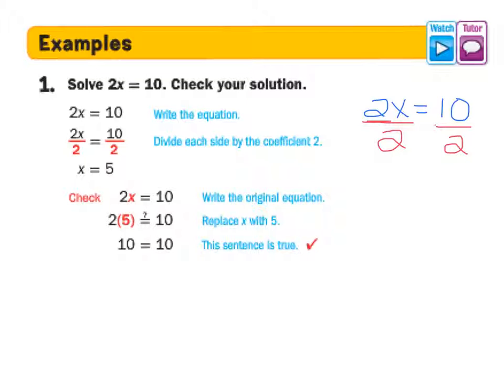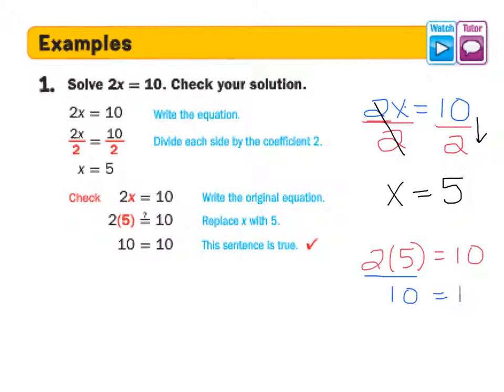So when we do this, if we have 2 and we divide by 2, we get 1, and 1 times x is x. On the right hand side, we take the 10, divide by 2, and we get 5. So we can check this by rewriting our equation. 2 times 5 is equal to 10, and that's a true statement because 2 times 5 is 10, and 10 is equal to 10. So x, in this case, is equal to 5.